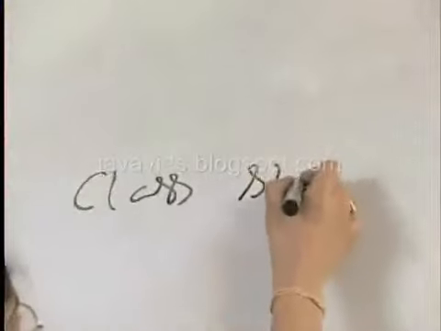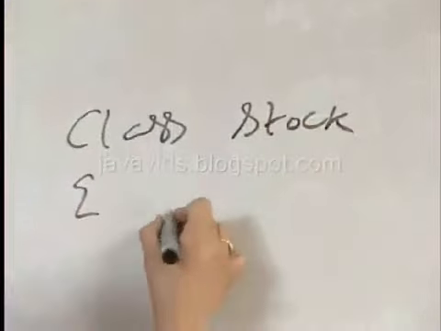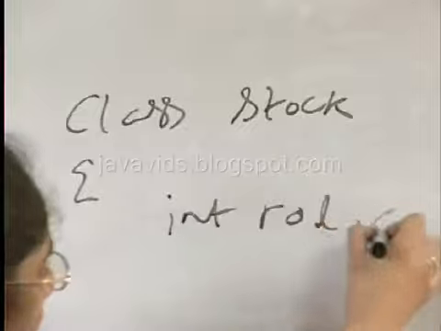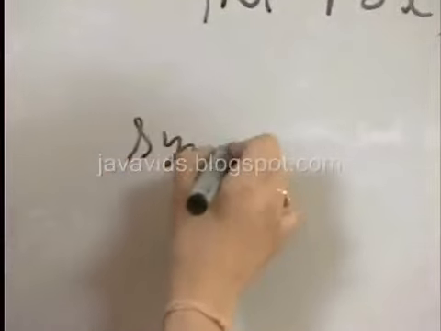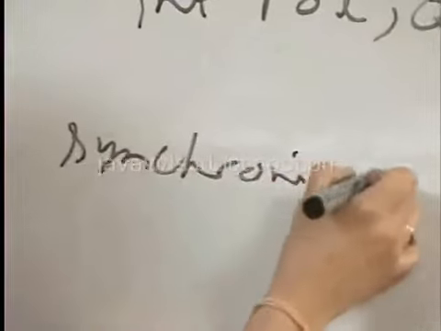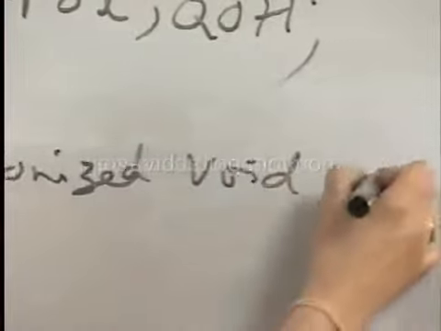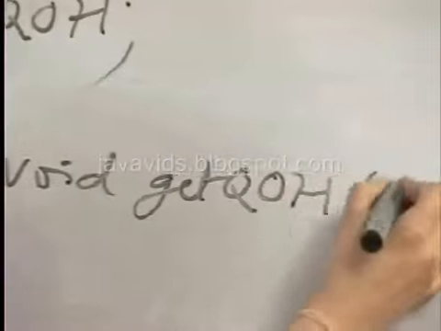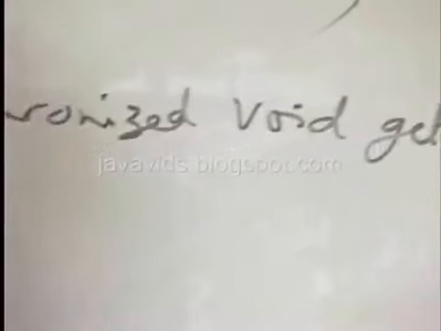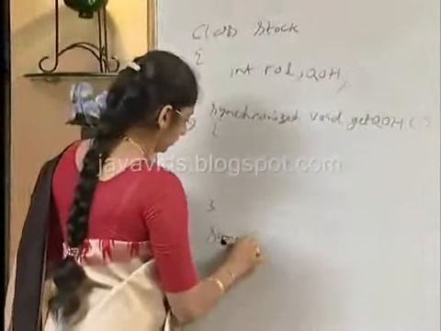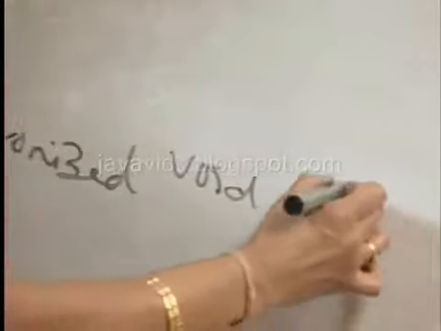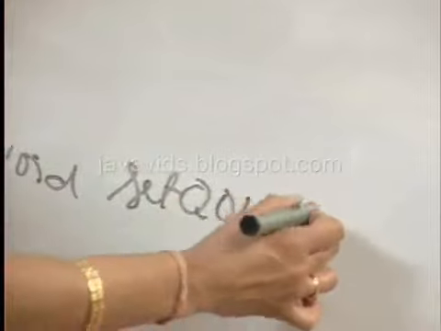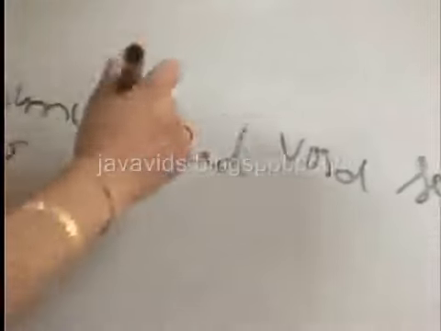Let's say we have class Stock with reorder level and quantity on hand. Let's say we have synchronized void get quantity on hand and set quantity on hand. This is the stock class.